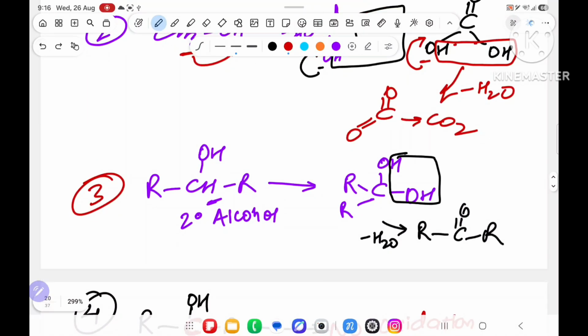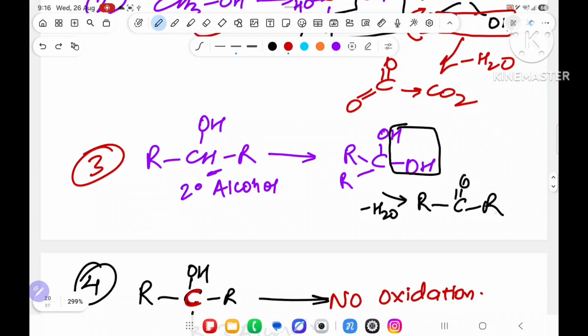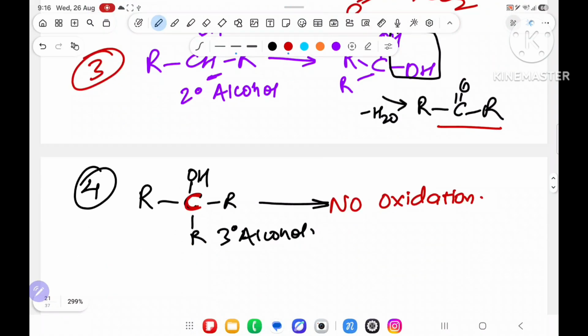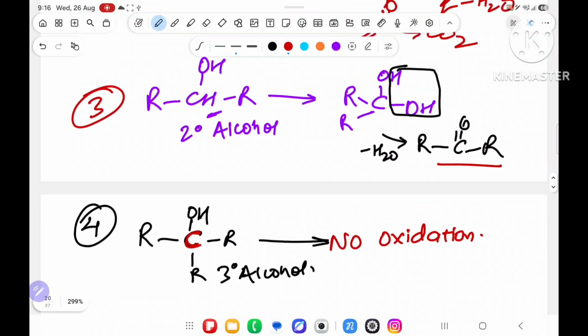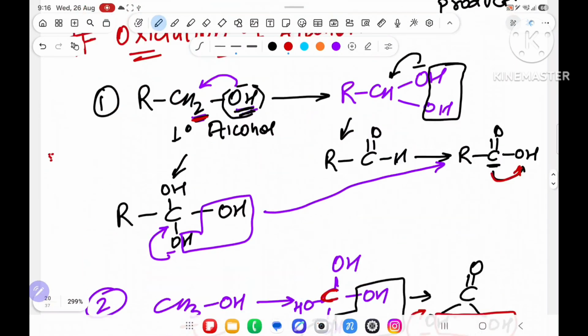I will not give disturbance. Over here, 1 hydrogen, OH, water will go, ketone. No hydrogen, nothing is there. I hope you understood what I have done over here. If not understood, see this part once again.